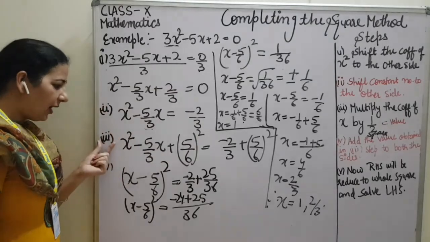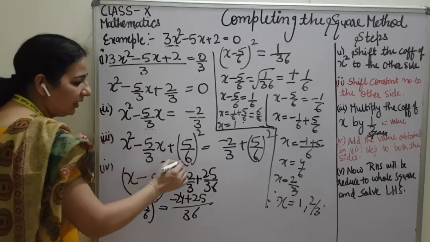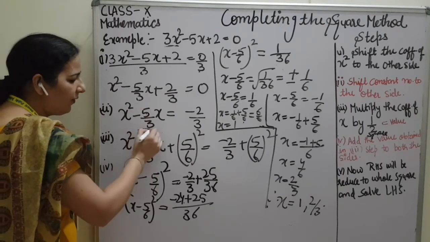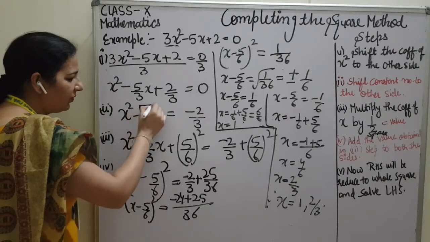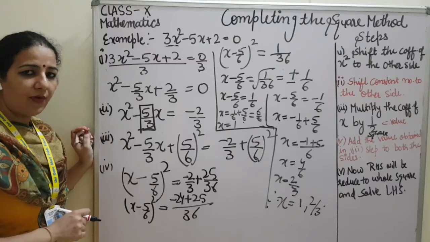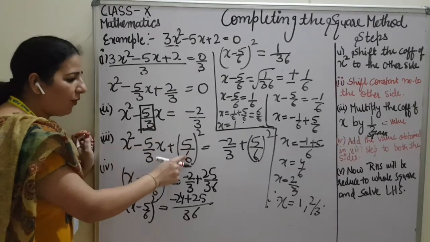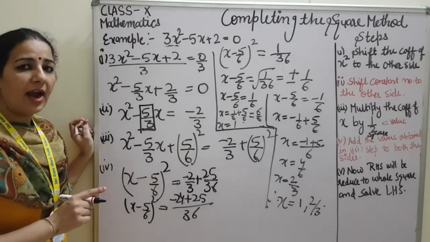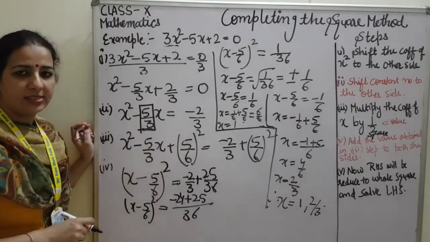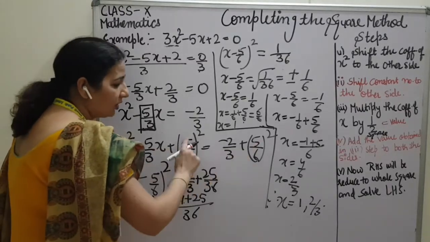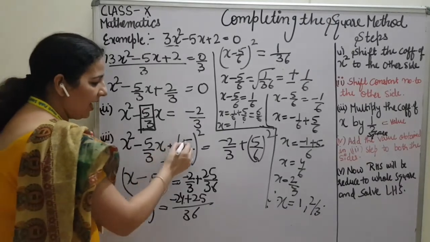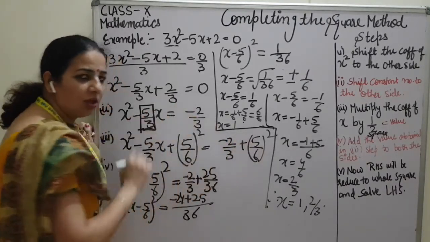Third step is, now in the third step you have to take half of this number, 5/3. This number is very important. Just take half of 5/3, so half of 5/3 is 5/6. So you do not have to add 5/6, you have to add the whole square of 5/6. So here I have added the whole square of 5/6. But you have to add the whole square of 5/6 on both sides, just to balance the equation. So I have added 5/6 whole square this side also, this side also.